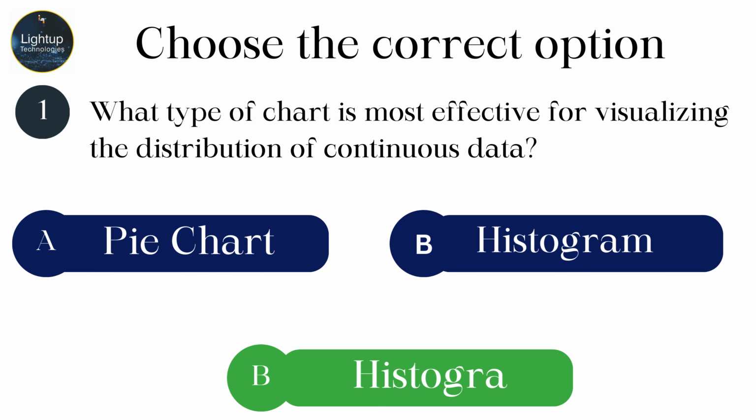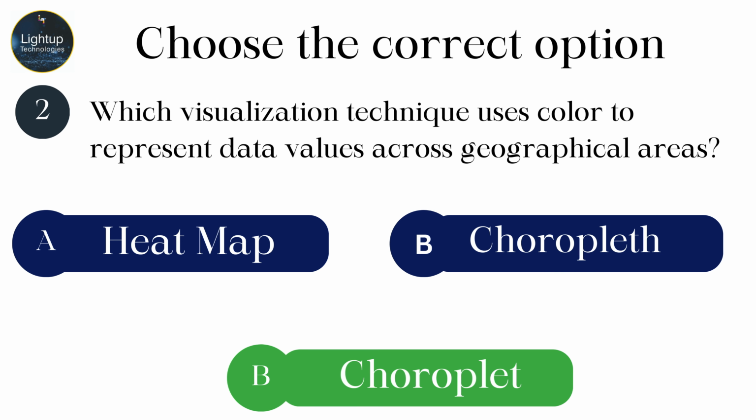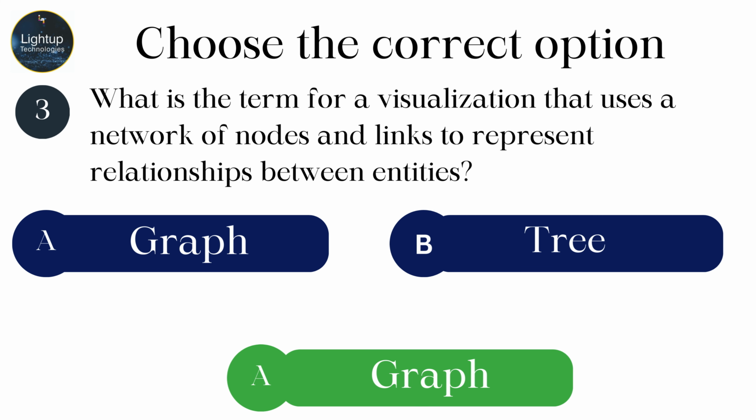What type of chart is most effective for visualizing the distribution of continuous data? Which visualization technique uses color to represent data values across geographical areas? What is the term for a visualization that uses a network of nodes and links to represent relationships between entities?